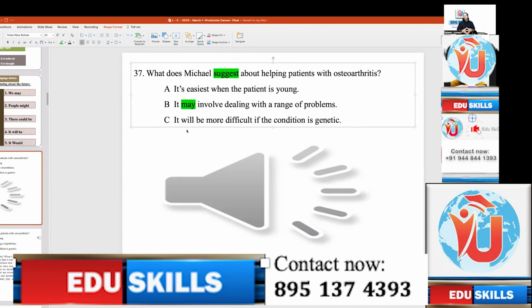And third one, it will be more difficult, means speculation, speaking about the future. So in that way also you can identify. Definitely later I'll explain to you all these three aspects. Now let's listen and try.